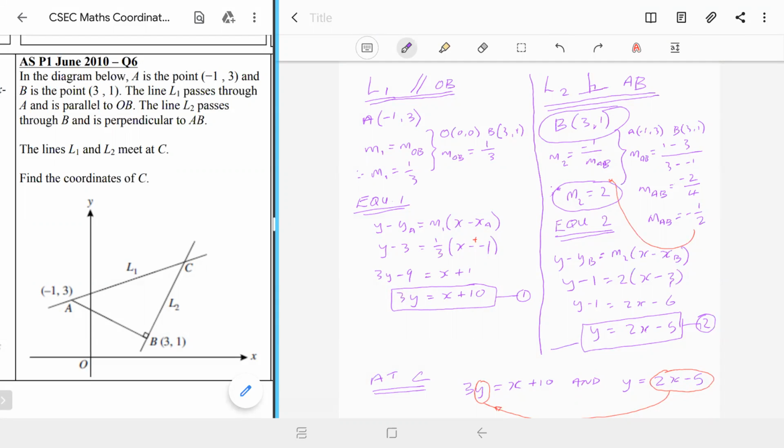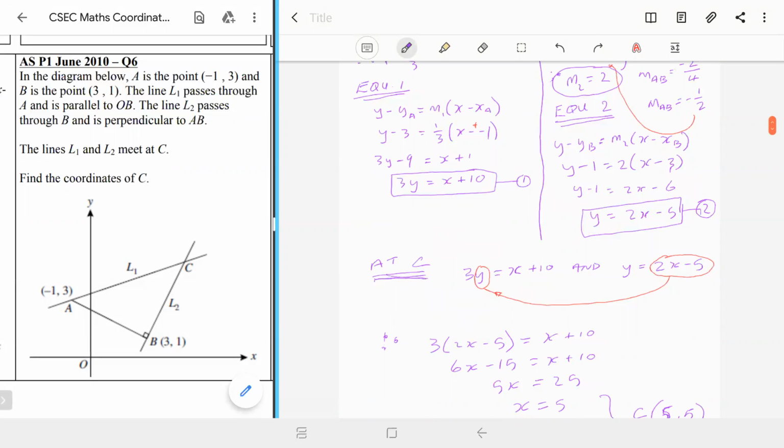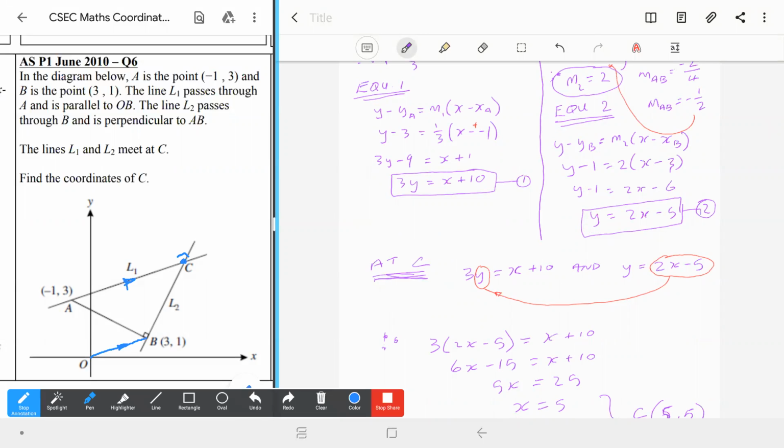And now that we know the equation of line 1, and we also know the equation of line 2, we solve both of them simultaneously now down here. Why? Because C is a point of intersection of the two lines. You can see it here. See there? C is the intersection of this line and this line.